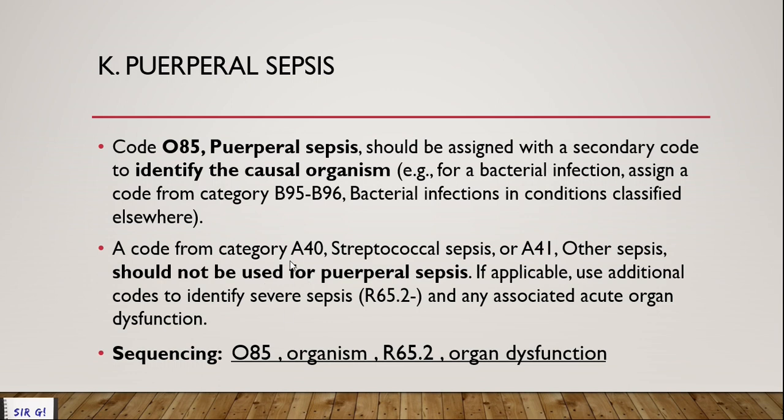As I mentioned, your O85 is already a replacement of your A40 and A41. It's just being used in your chapter 1. In your chapter 15, O85 should be your first code because we're talking about puerperal sepsis. Organism, if it's available already. R65.2 if there is a severe sepsis. If no severe sepsis, your code should always be up to this, an organism. If there's no organism, your code should only be O85.